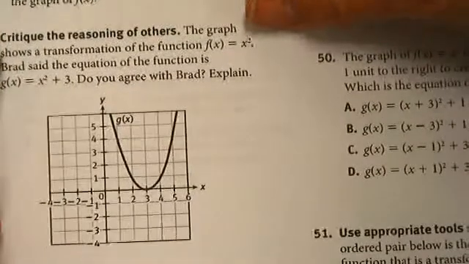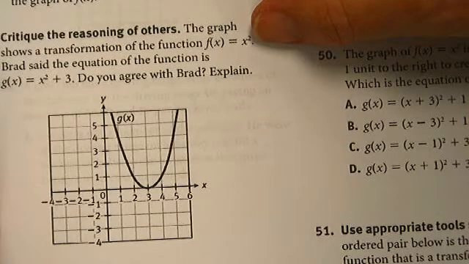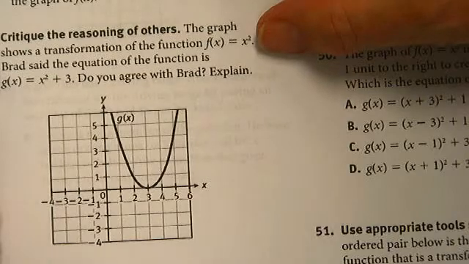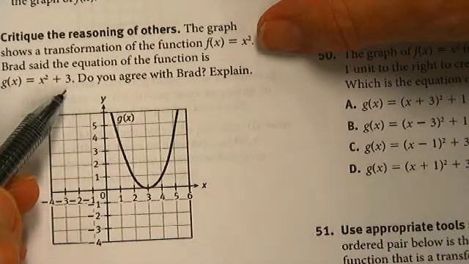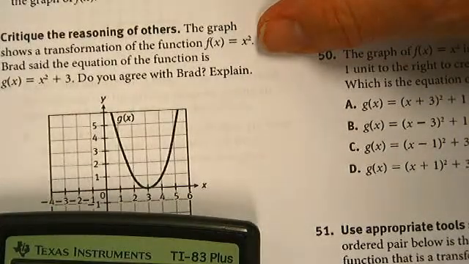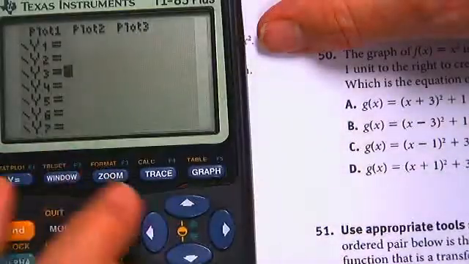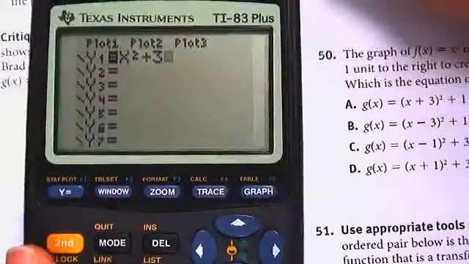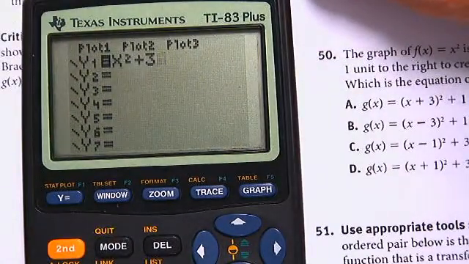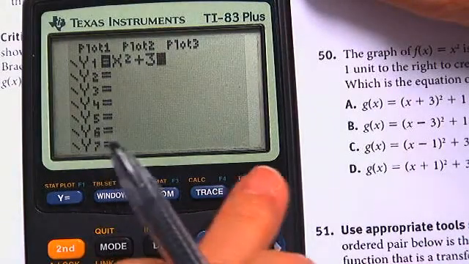This graph shows a transformation of the function f of x equals x squared. Brad says the equation of the function is g of x equals x squared plus 3. But wait, if we graph x squared plus 3, wouldn't we predict that the curve would shift up? That the vertex would still be on the y-axis?